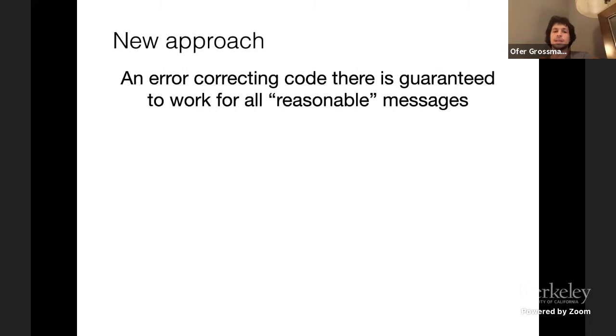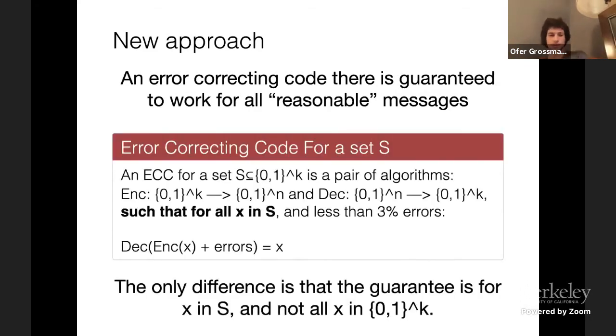So here's the new approach. We'll try to create an error correcting code that guarantees that it will definitely work for all reasonable messages. In the case of images, that's everything that actually looks like an image. For example, a picture of an apple is reasonable, and a random matrix of pixels is not reasonable, right? And you can think a random array of pixels is not compressible, whereas a picture of an apple is compressible. So the idea is we want to somehow get error correcting codes that work for these reasonable messages.